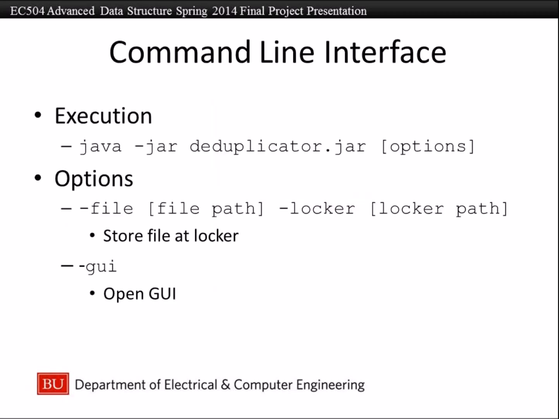In addition to the GUI, we have a command line interface where we have the deduplicator Java archive file as the executable. Then we have an option, the first option being file with file path value, the second option being locker and locker path value. Using both options in one command line will allow the user to store the file at that file path at the locker at the specified path. We also have a GUI option which by itself opens the graphical user interface.